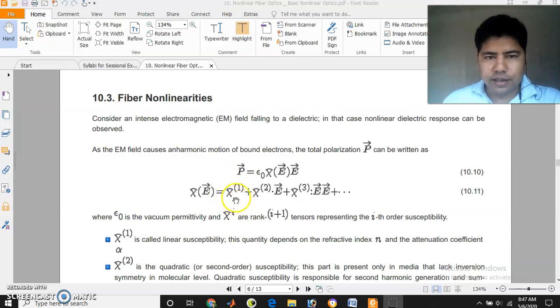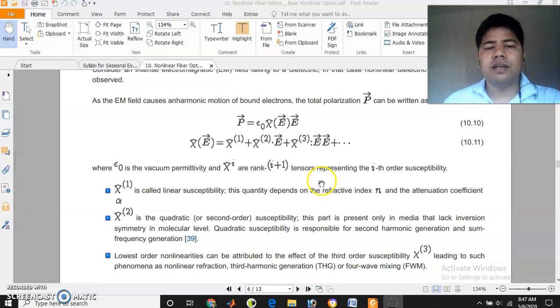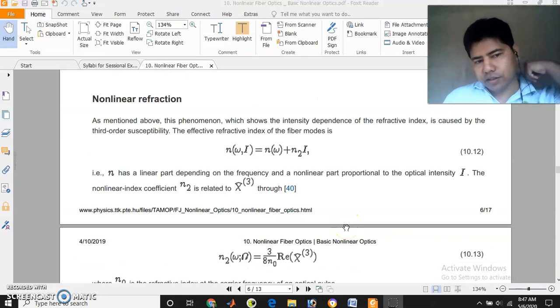First one is the linear part of the susceptibility. Chi2 is second order nonlinearity, which is absent in media having inversion symmetry. Chi3 is the third order susceptibility or third order nonlinearity, and that gives us a lot of nonlinear phenomena, including nonlinear refraction, third harmonic generation, four-wave mixing, soliton generation, etc. So the next topic is nonlinear refraction.